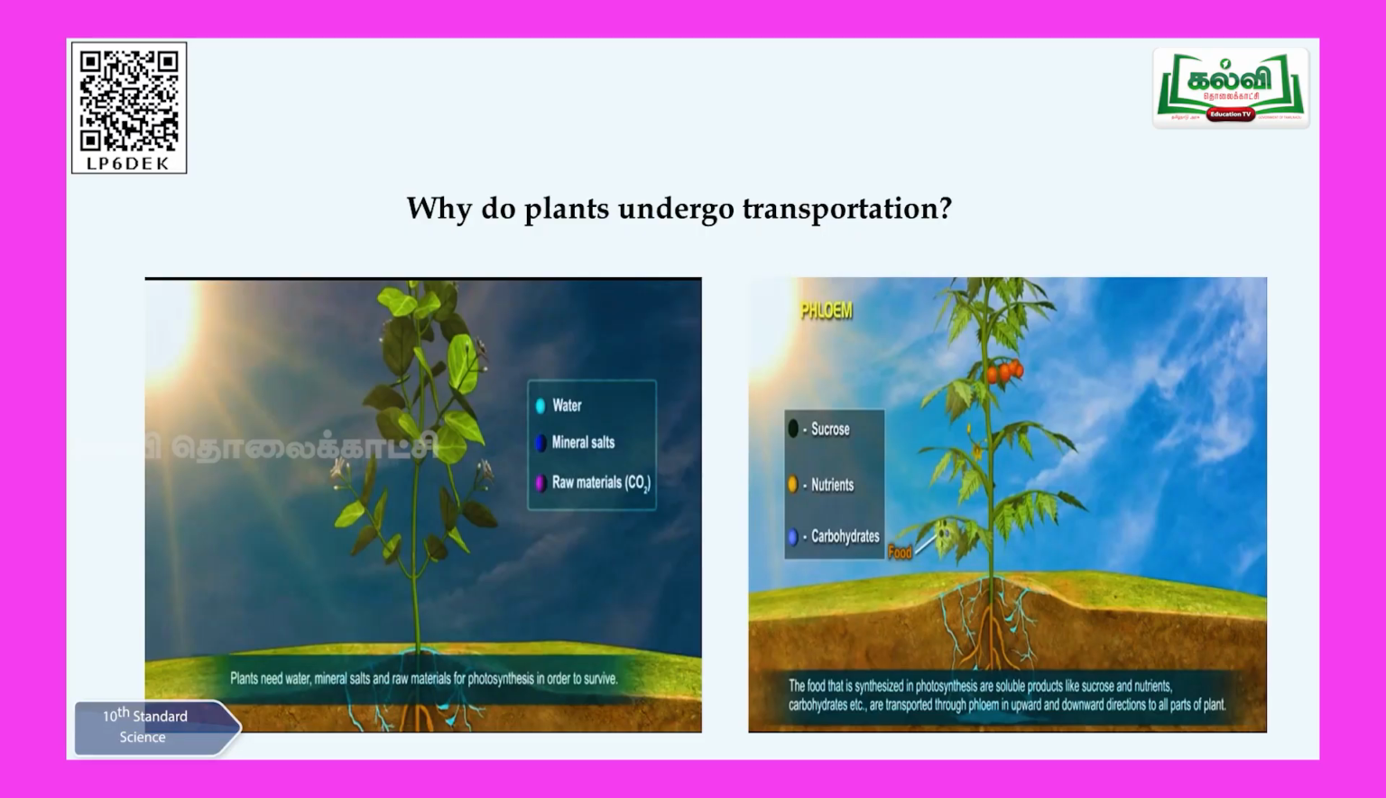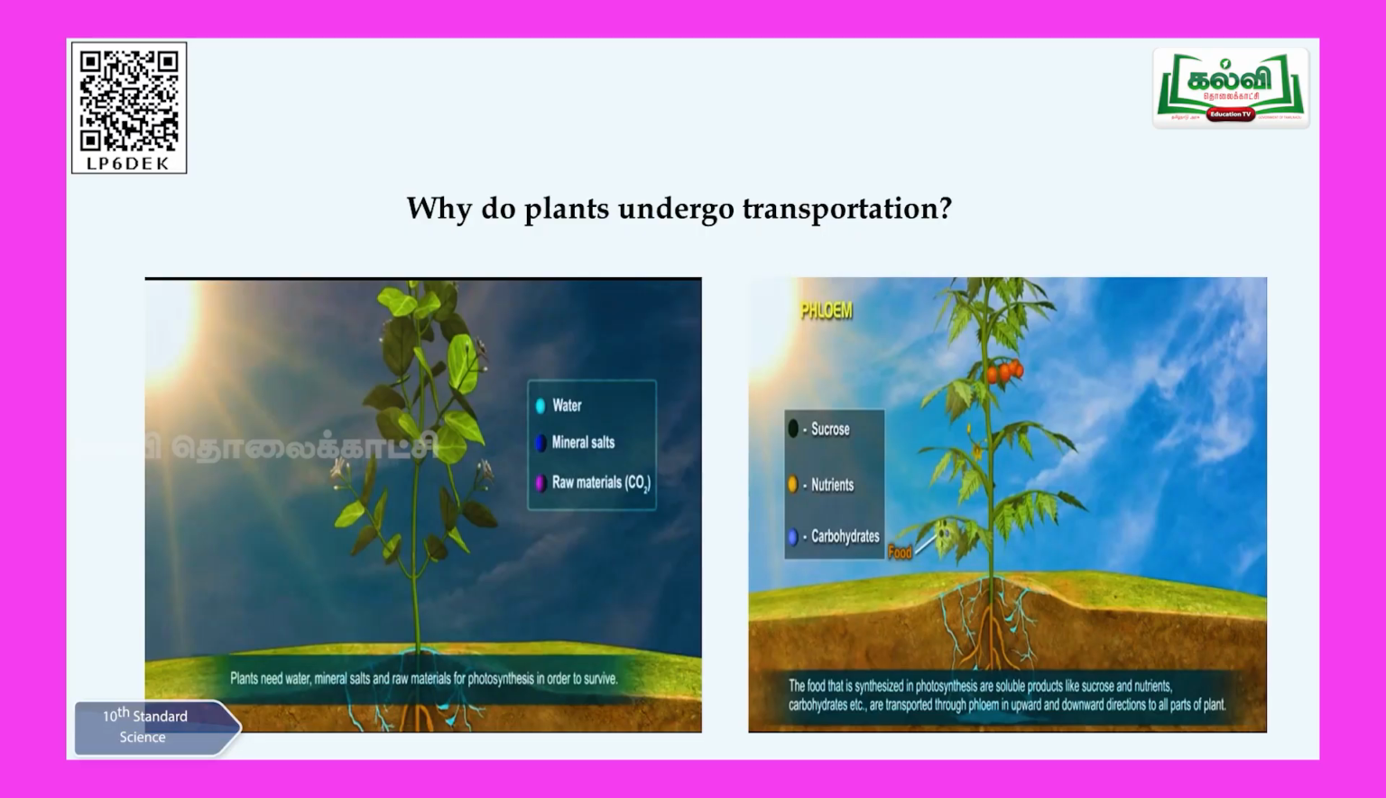So, in the first introductory part, you should understand two terms. One is transport, the second one is translocation. Okay? Hope you have understood clearly. Now, let me move to the second part of this topic. Once again, let me just recollect why they need transportation.